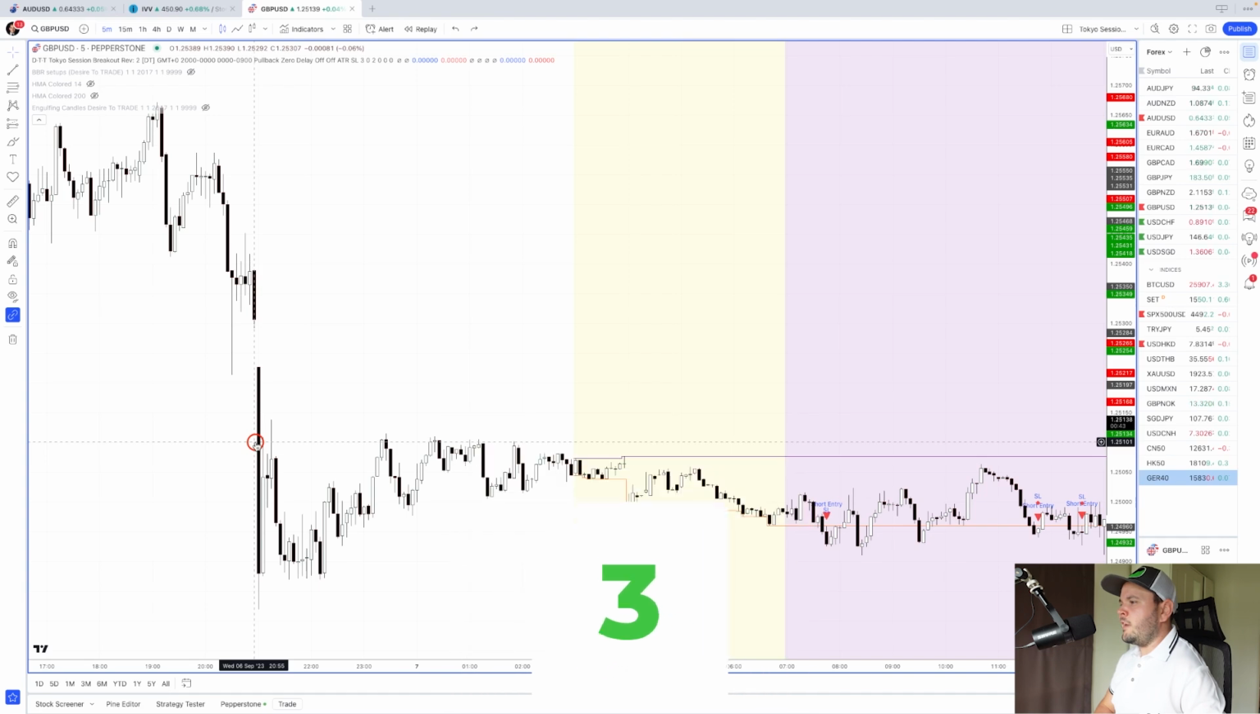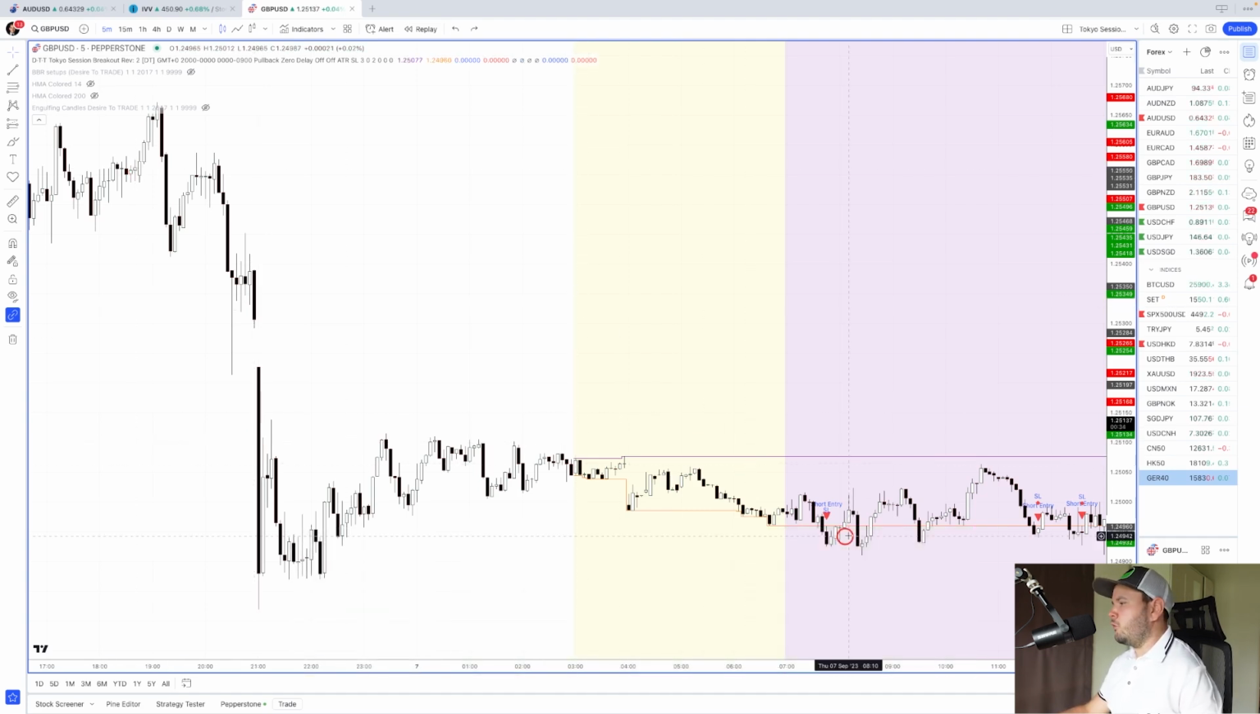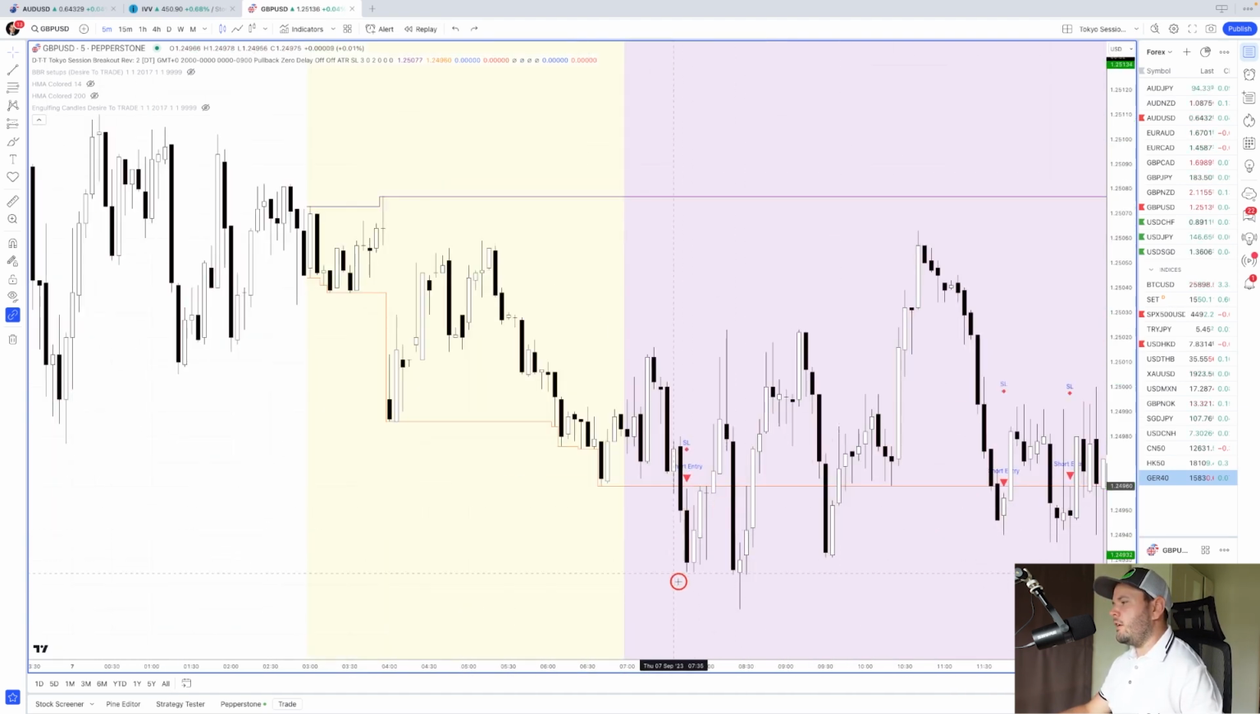So I'm talking here about if you can anticipate the move from London, you can have really, really wide targets and really big profits in this session. This is going to work out for the moves that happen later in the session. So you see we have a few breakouts here. We have breakout 1, breakout 2, breakout 3. These are all happening within the first 2 hours of the session starting.